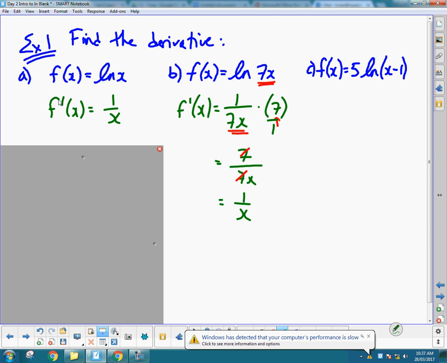Same thing here. If I'm going to differentiate this, it's 5 times, and now I differentiate ln of x minus 1. Well, I don't care what it's the ln of, the derivative is 1 over that same thing. But remember, I now have to differentiate that bottom, and the derivative of x minus 1 is just 1. So I'm writing it down even though times 1 doesn't change things. Now I can simplify. On the top I have 5 times 1 times 1, so it's 5. On the bottom I have 1 times x minus 1 times 1, so it's just x minus 1.